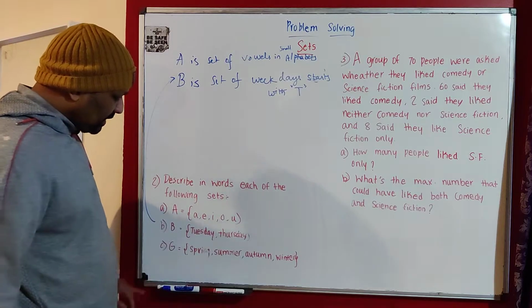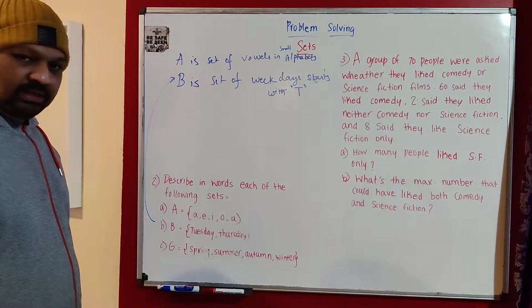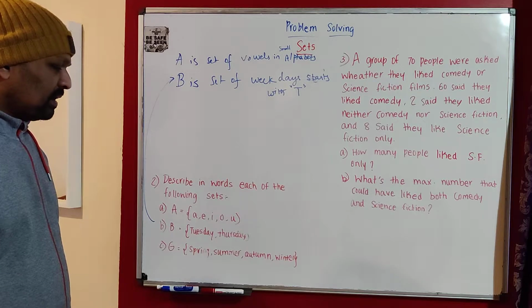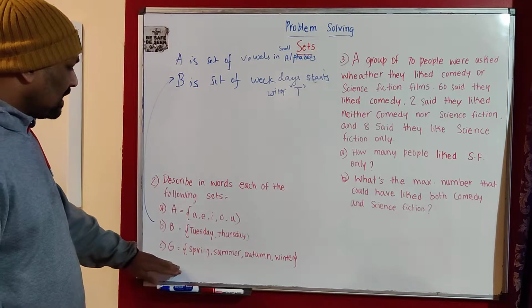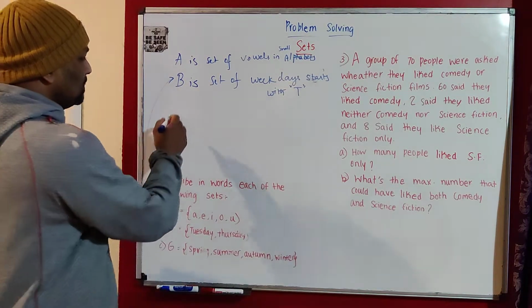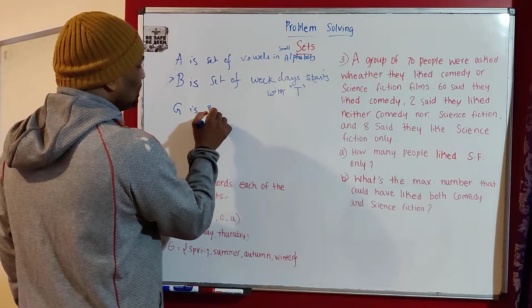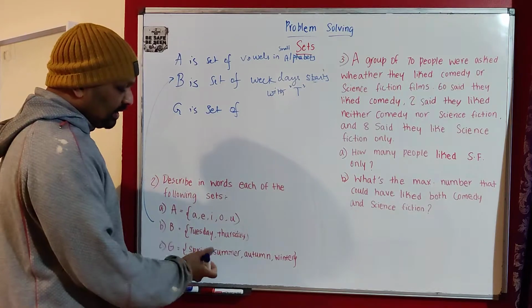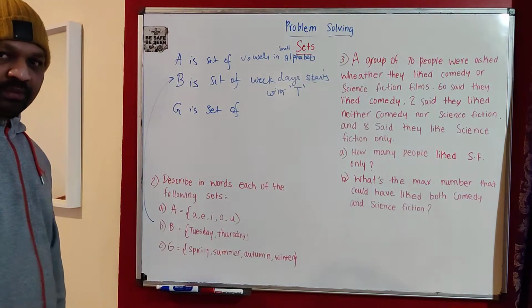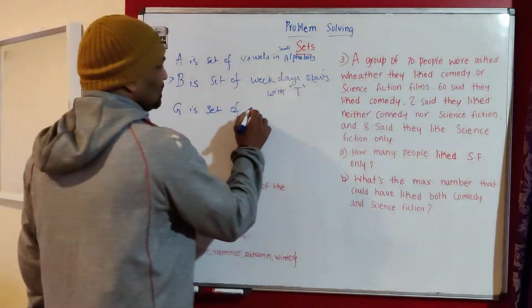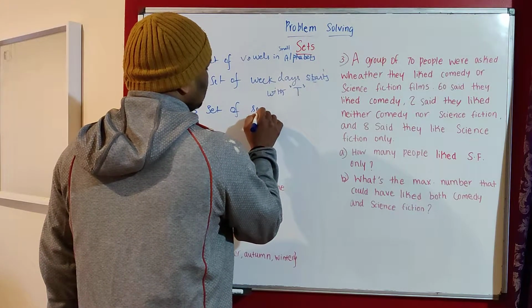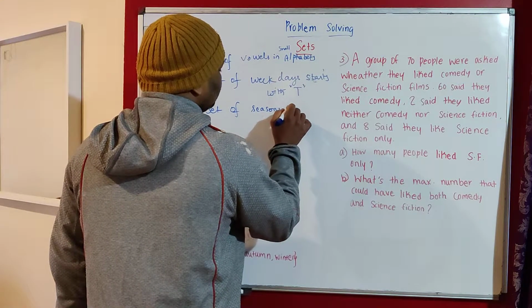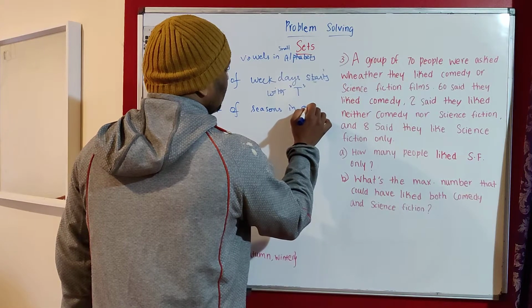So the other set, in part C, Z is equal to spring, summer, autumn, and winter. So how can you describe that in words? These are all the seasons in a year, isn't it? Are there any other seasons apart from these four? No, there are only 4 seasons. So Z is a set of seasons in a year.